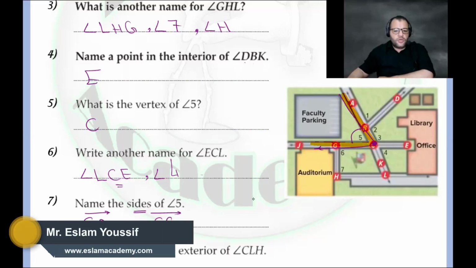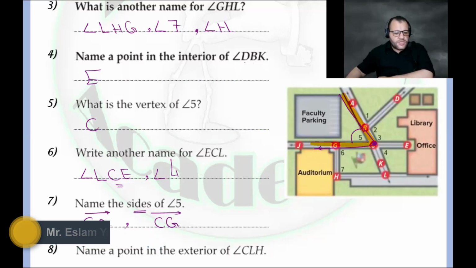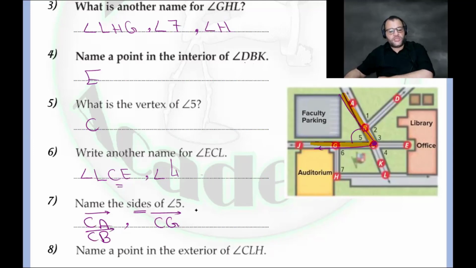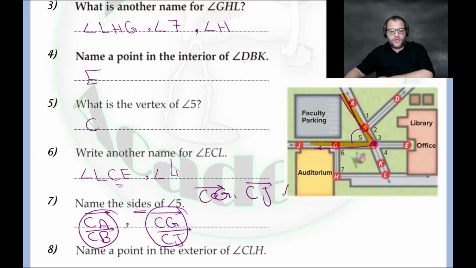CA and CG. Someone can say CB instead of CA, and that's right because it lies on the same line. Someone can say CJ, and that's right too. The two lines CA and CB are the same ray, and CG and CJ are the same ray. If you say CG and CJ together, I will say it's wrong, because both have the same meaning. So we can choose from one line, like CB here and CJ here.